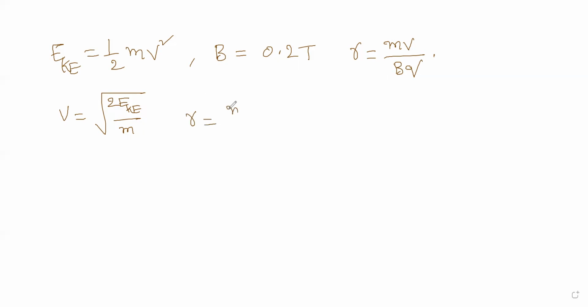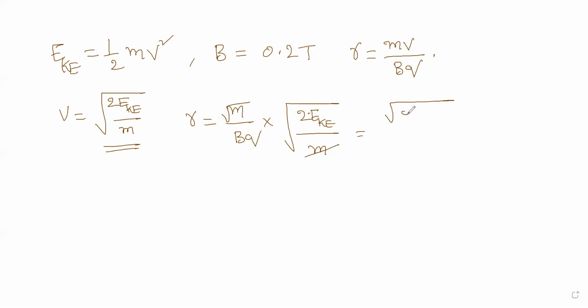So R is equal to m by Bq, and then instead of v I can substitute this one here, so that becomes square root of 2 KE divided by m. This m cancels out to get a root m over here, so you get square root of 2m KE whole divided by Bq. This is what you get. So the R value happens to be square root of 2 into the electron.